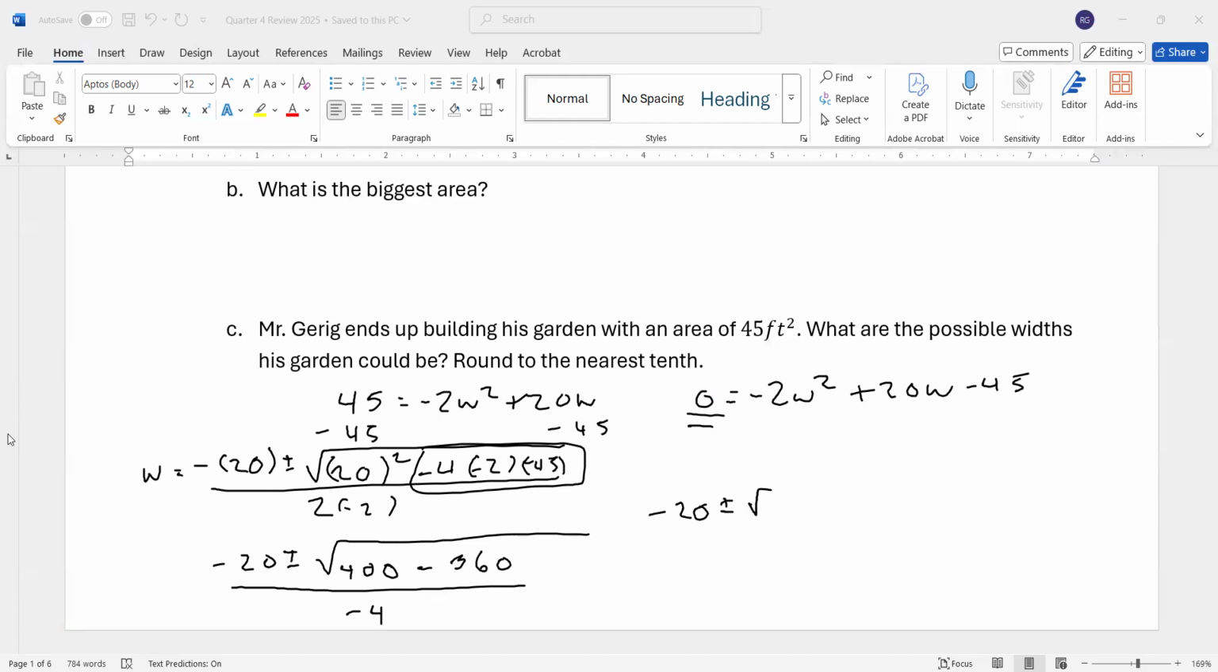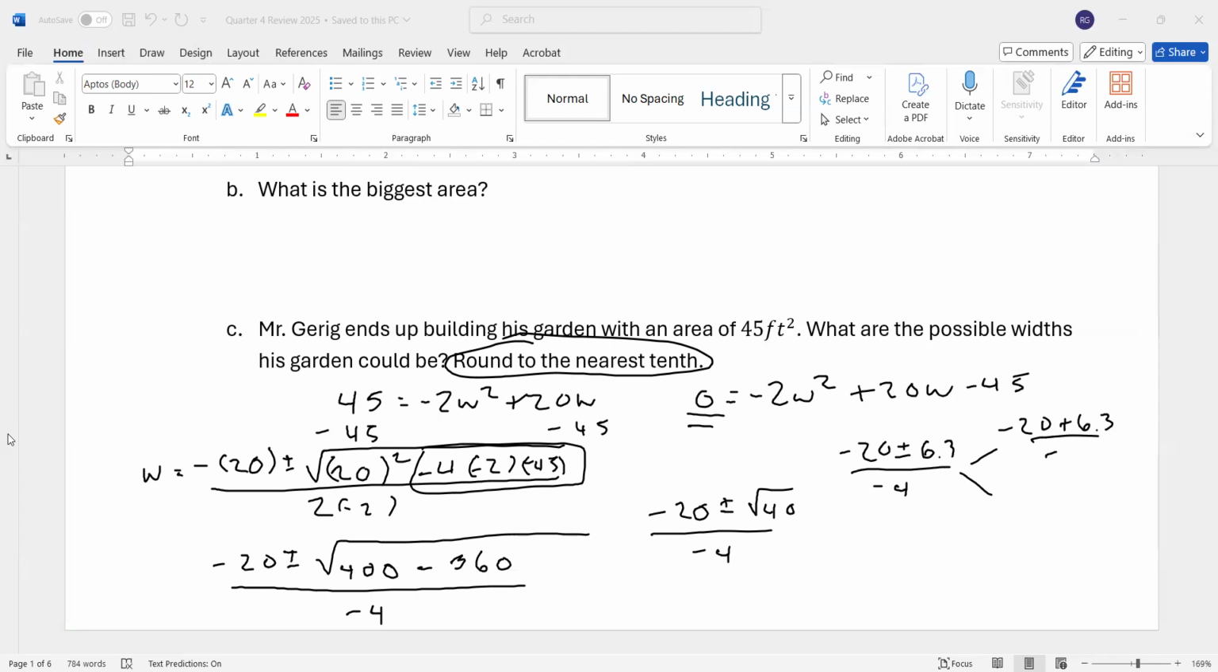All right, so let's get negative 20 plus or minus the square root of 40 divided by negative 4. Square root of 40, it says round to the nearest tenth. So I'm going to go ahead and type in the calculator. I don't need the 2 radical 10. It is 2 radical 10, but I don't need it here. So that's negative 20 plus or minus 6.3 divided by negative 4. I'll go ahead and make my two answers here. Negative 20 plus 6.3 divided by negative 4, and negative 20 minus 6.3 divided by negative 4.